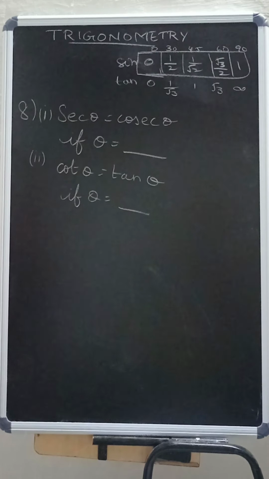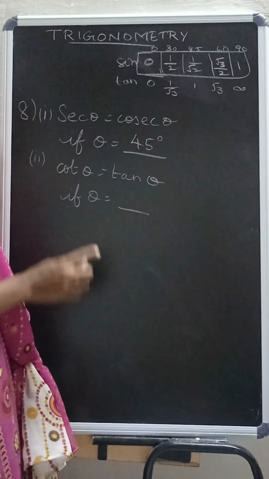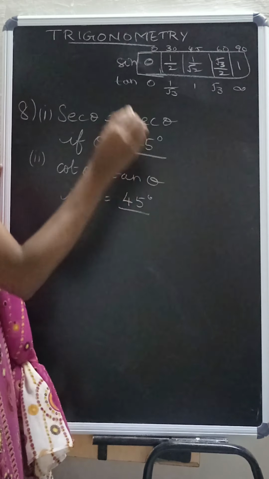Eighth one. Secant theta is equal to cosecant theta if theta is equal to 45 degrees. Cot theta is equal to tan theta if theta is equal to 45 degrees.